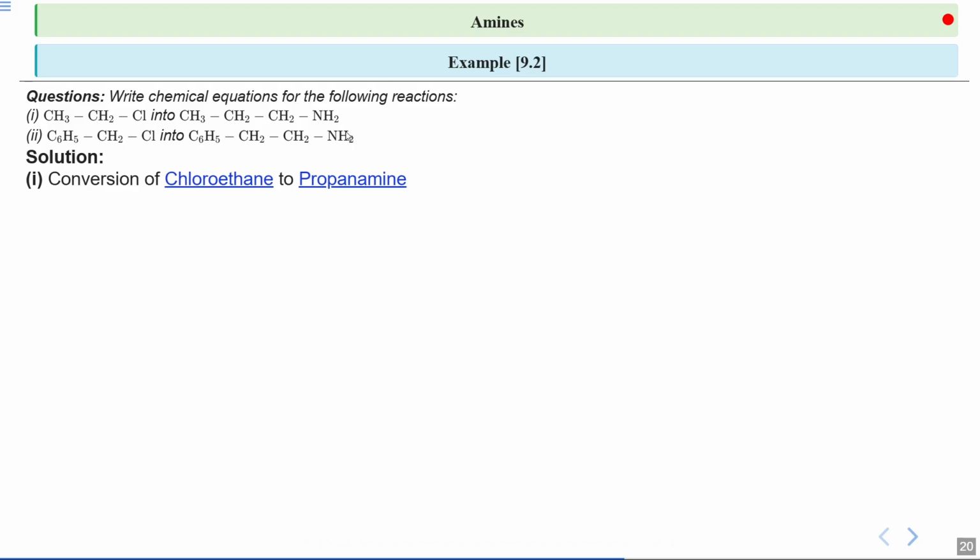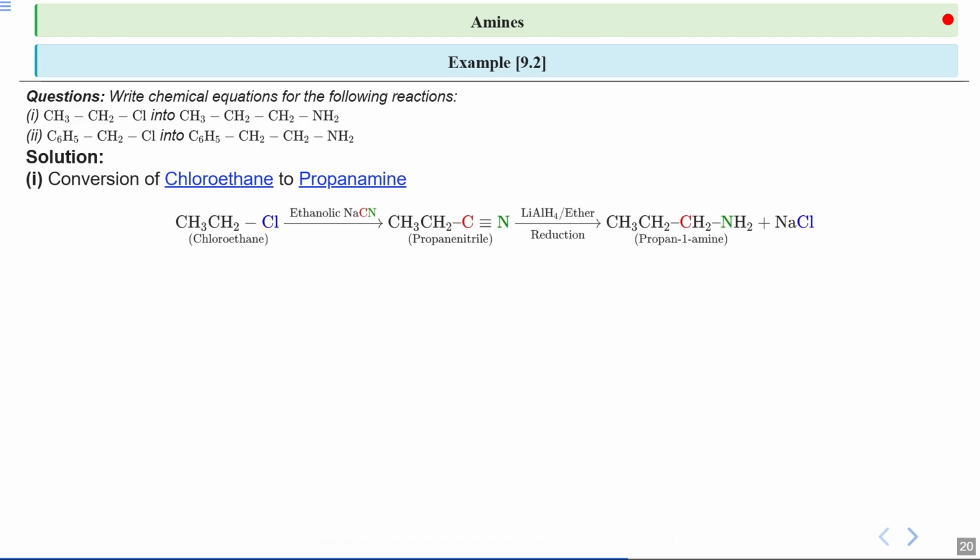Okay, but one important thing you need to notice is that propane amine has one more carbon than the starting material. In the starting material we have only 2 carbons. Here we have 3 carbons. So this means we need to add a carbon atom during the process.